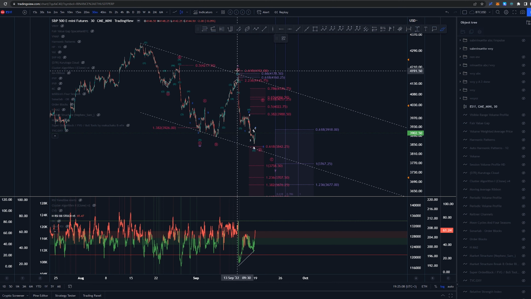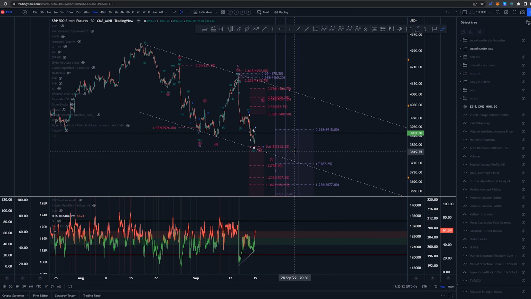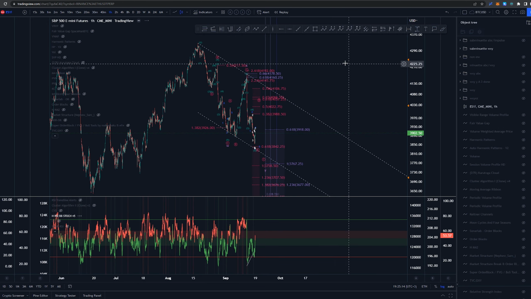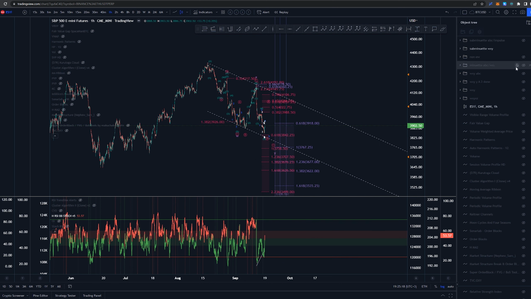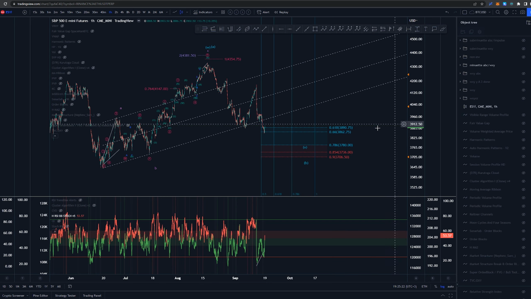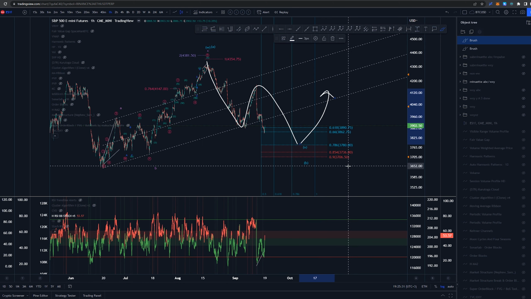Again, on the higher time frame, I'm still looking for this wave Y to happen before we're going to be turning our views on the higher time frame to the upside. Let me close this one and show you this. So something like this would be the expectation before getting up again. But we'll see how it turns out.